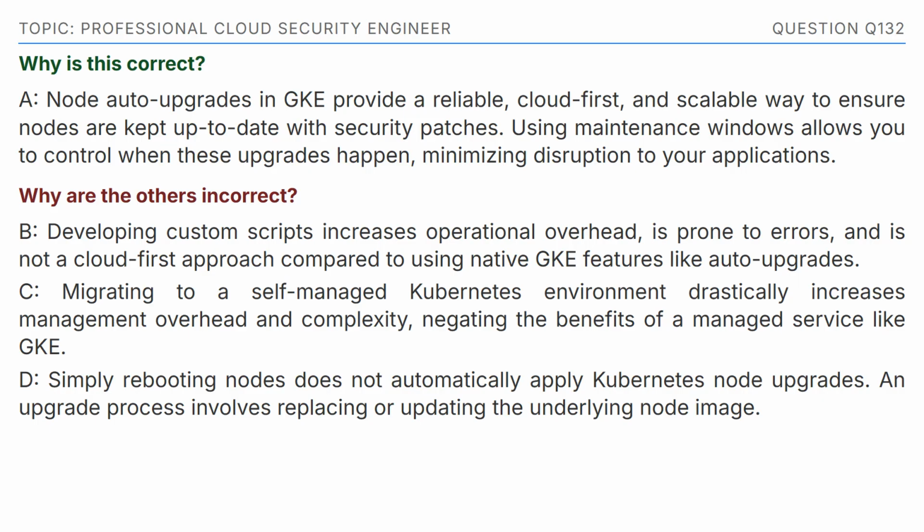Why are the others incorrect? B. Developing custom scripts increases operational overhead, is prone to errors, and is not a cloud-first approach compared to using native GKE features like auto upgrades. C. Migrating to a self-managed Kubernetes environment drastically increases management overhead and complexity, negating the benefits of a managed service like GKE. D. Simply rebooting nodes does not automatically apply Kubernetes node upgrades. An upgrade process involves replacing or updating the underlying node image.